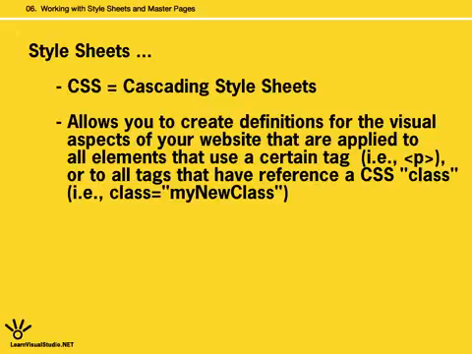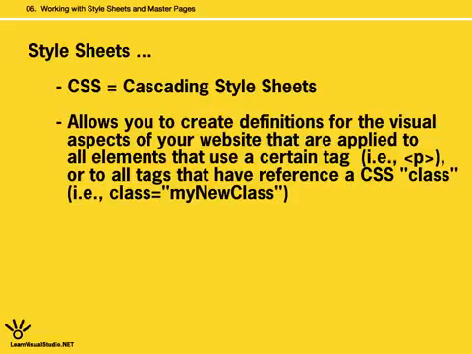So for example, you might create a style sheet that has the definition for what all paragraph tags should look like. So whenever you have text that appears within a paragraph tag, it would take on those attributes. So you might set the font, the size of the font, the color of the font, the background, and so on. And then every time the paragraph tag is used, those visual attributes would be applied to the text that are between the begin and end paragraph tags.